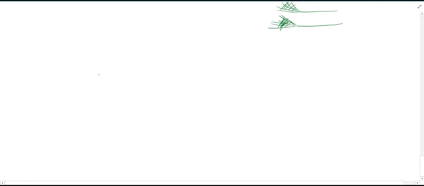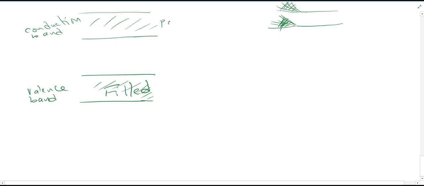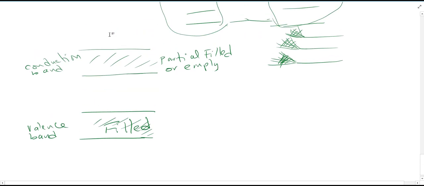Here is the situation. At the lower end is the so-called valence band, I should say. And then after that, the conduction band. This is filled. This could be partially filled or empty. Because if it's filled, then you have another band on top of it. That would be your conduction band. So there are several bands in here that I'm not showing.